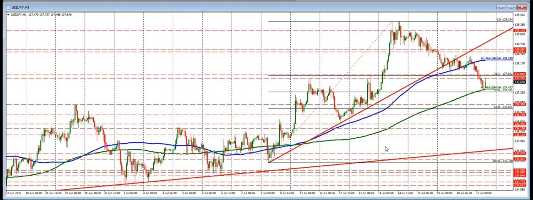Finally, let's take a look at the dollar versus yen, and this currency pair, like the others, is down for the third consecutive trading day.